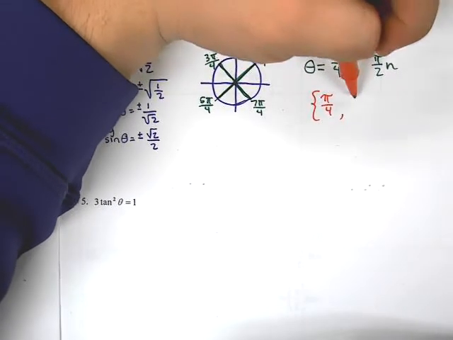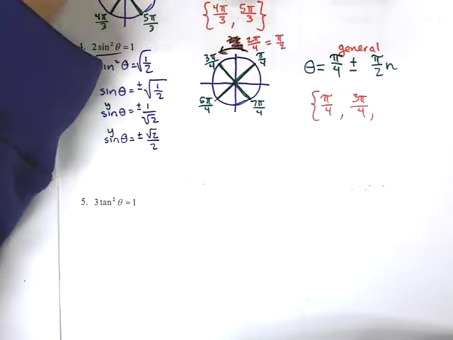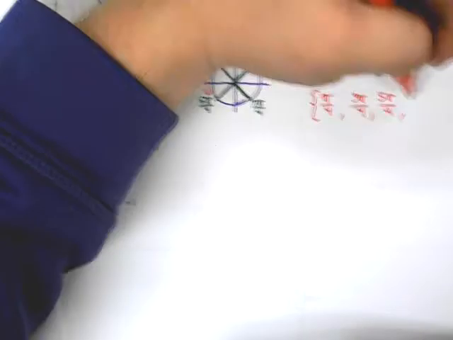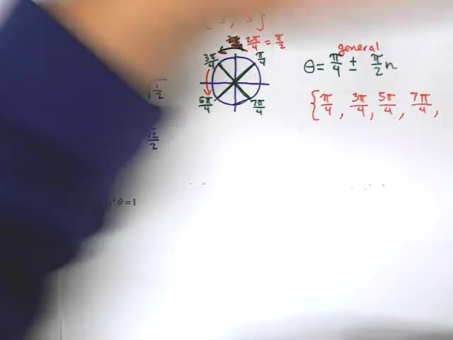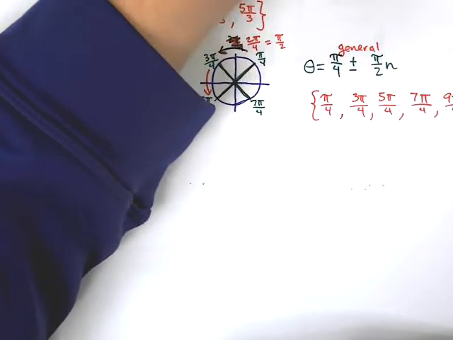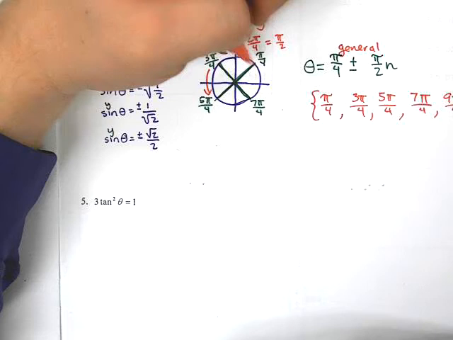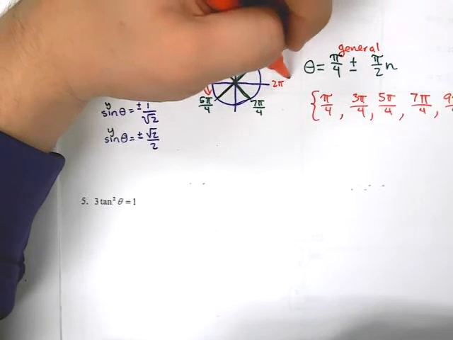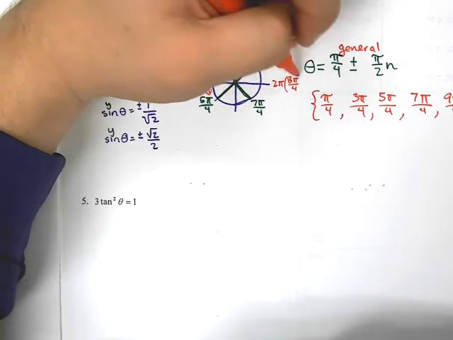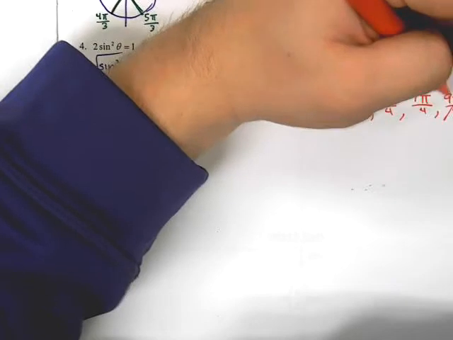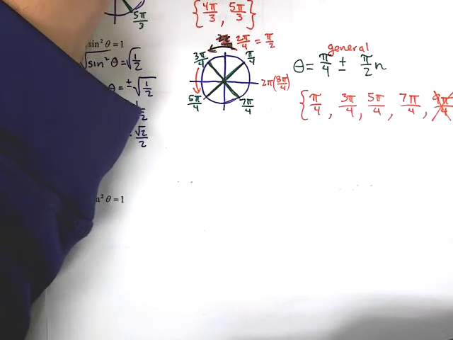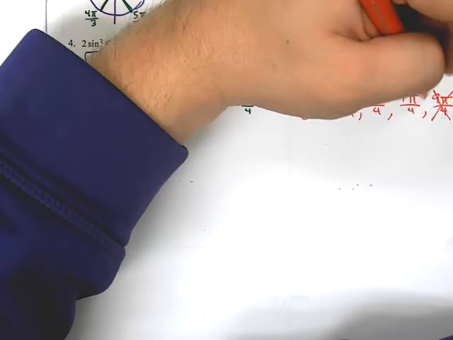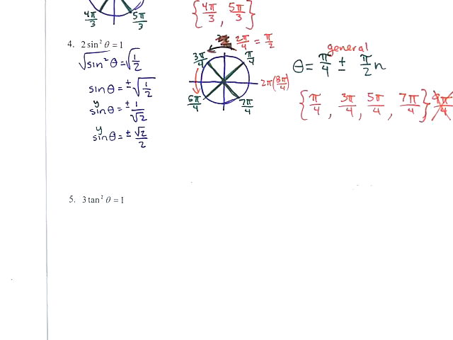So pi over 4 plus 2 pi over 4 is 3 pi over 4. Plus another 2 pi over 4, 5 pi over 4. Plus another 2 pi over 4, 7 pi over 4. Plus another, 9 pi over 4. Oh, wait a minute. If I'm talking fourths here and this is 2 pi, isn't that the same thing as 8 pi over 4? Yeah, so we can't count this one because it's outside of 8 pi over 4. It's outside of 2 pi. So I need to get rid of it and close off my bracket.